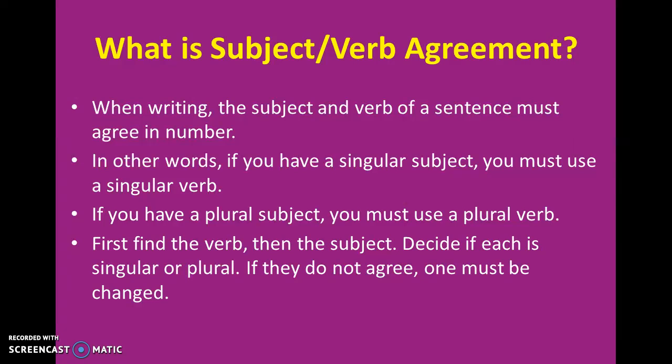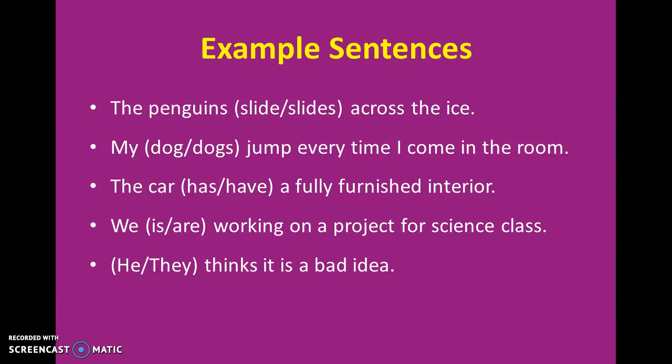Looking at these example sentences, there are either two subjects or two verbs in each sentence, and as you read through, you should be able to pick out the correct one that matches the number in terms of the subject or verb that's already given. If you look at the first sentence, it says the penguins slide or slides across the ice. Penguins is a plural subject, so you want the plural verb of slide.